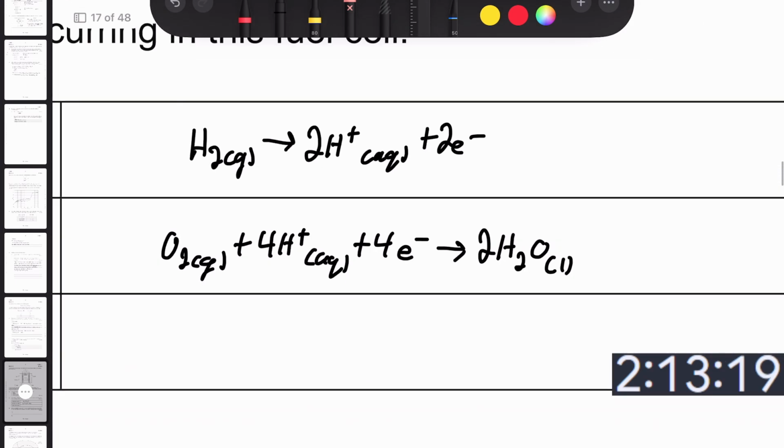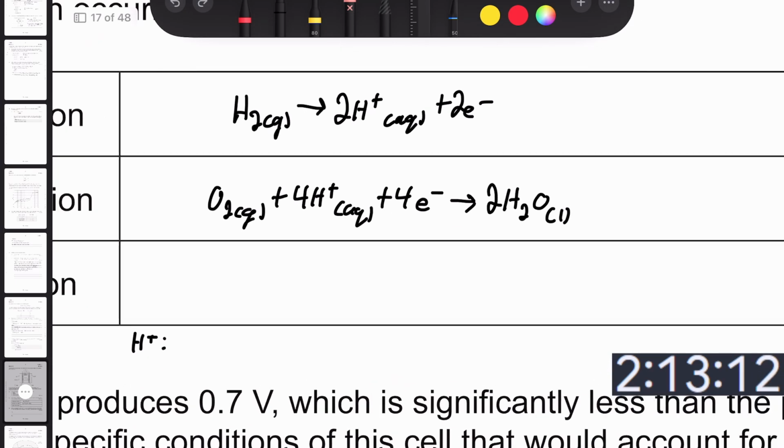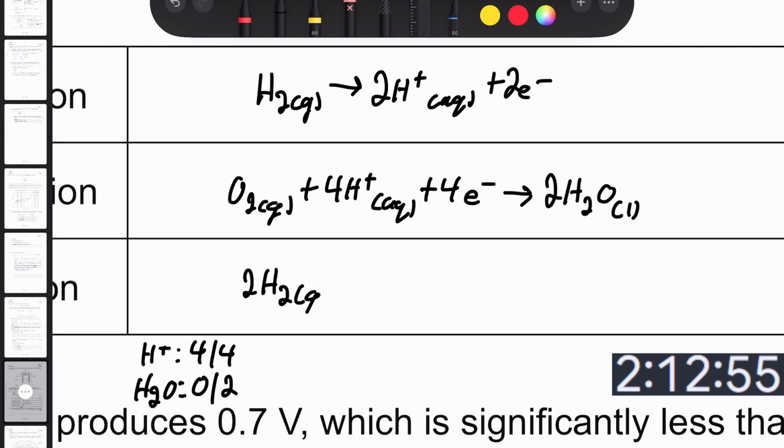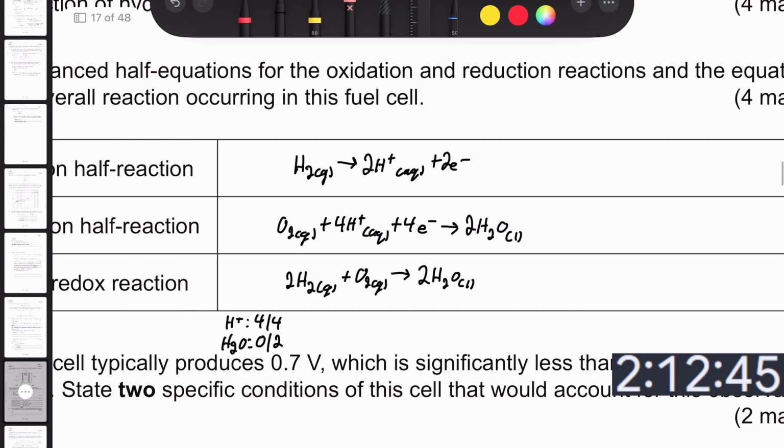Overall equation. So let's just work on our H+. I find this to be really useful, just because I always seem to mess up my H+ and H2O in past exams. So I'm going to have 4 on the left and 4 on the right, so I'm not going to have any. And then my H2O, I'm going to have none on my left and 2 on my right. Okay, so it's going to be 2H2 gas plus O2 gas, and this is just going to form 2H2O liquid. Does that balance out? Yes, it does.